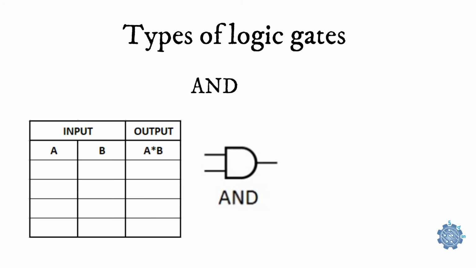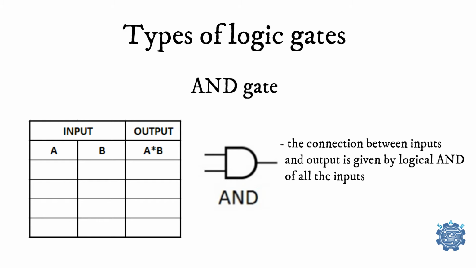AND gate is a logic gate which has more inputs, usually two, and one output, and the connection between inputs and output is given by logical AND of all the inputs. The output is high only when all the inputs are high. If the inputs are low or low and high, then the output will be low.